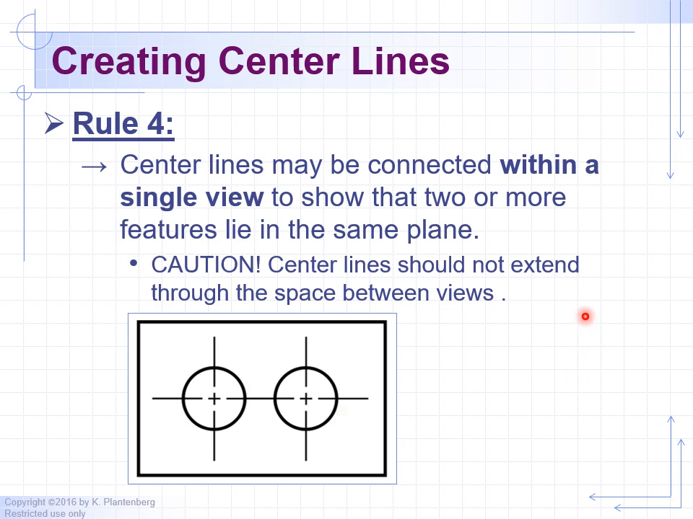Now, keep in mind, let's say we had another view over here with another hole, right? You cannot extend the center line to a different view, right? So center lines can extend within a view, but they should not go beyond that, right? Notice how these are extending past the surface. Right? Just the curved surface. They don't have to go all the way outside the object, just past the surface.